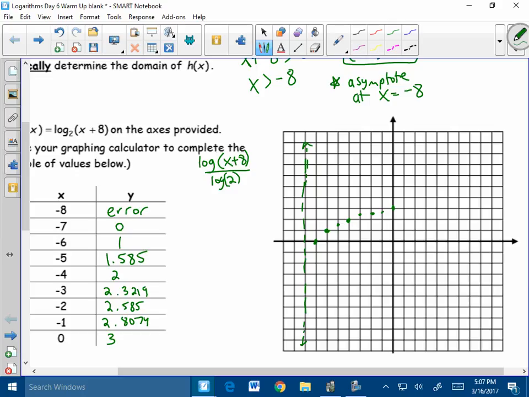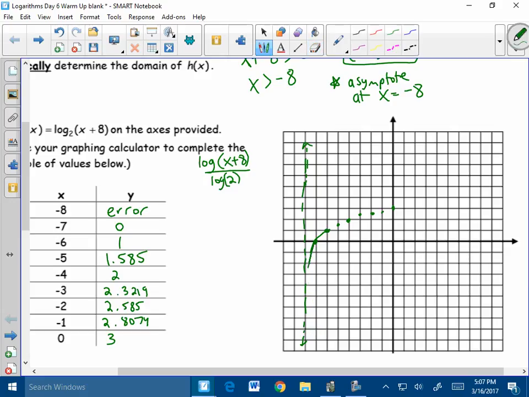From what we know about asymptotes, we know that it's going to skim down this way and head towards that asymptote. Oh, that was a terrible graph. Okay.